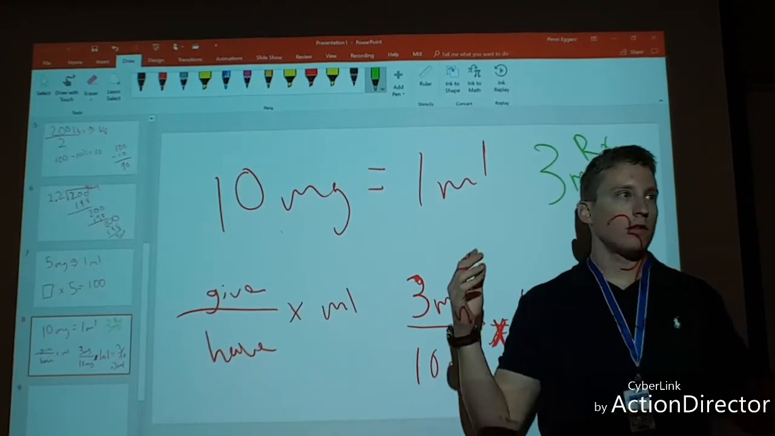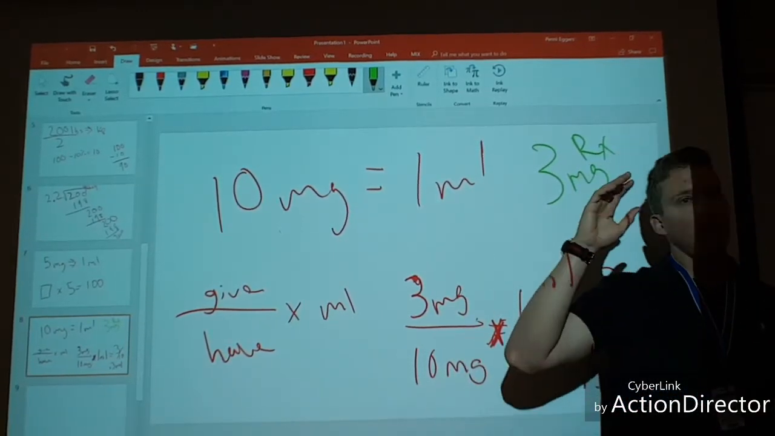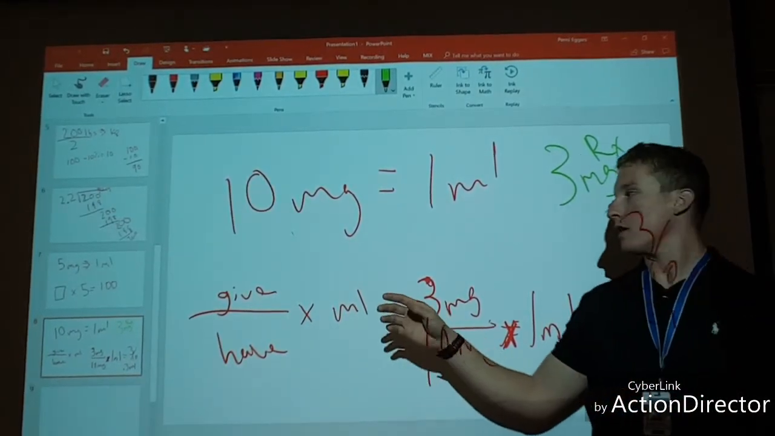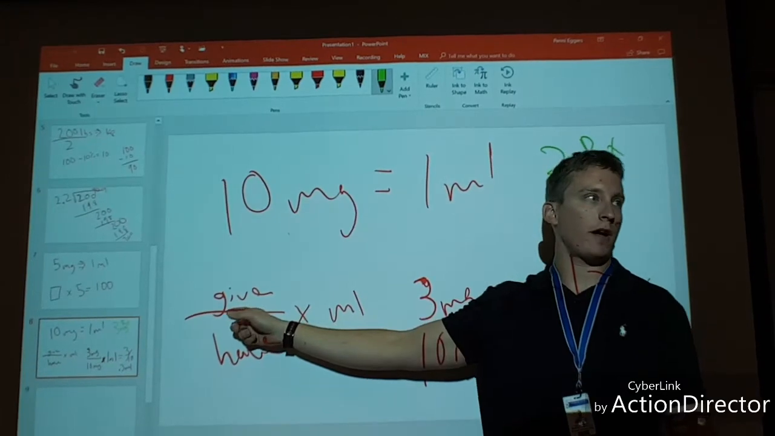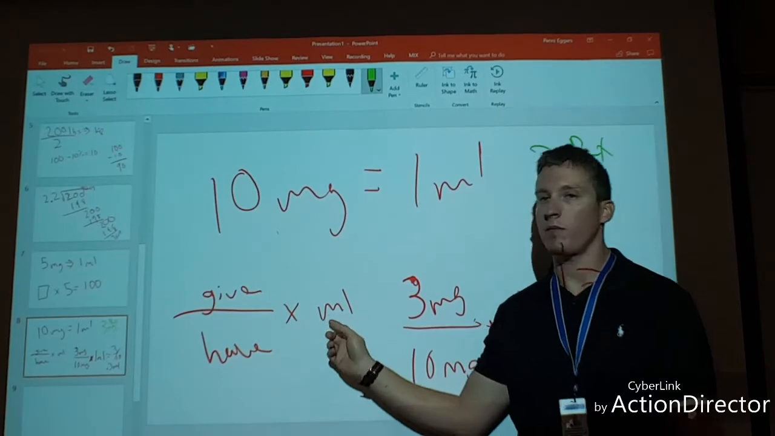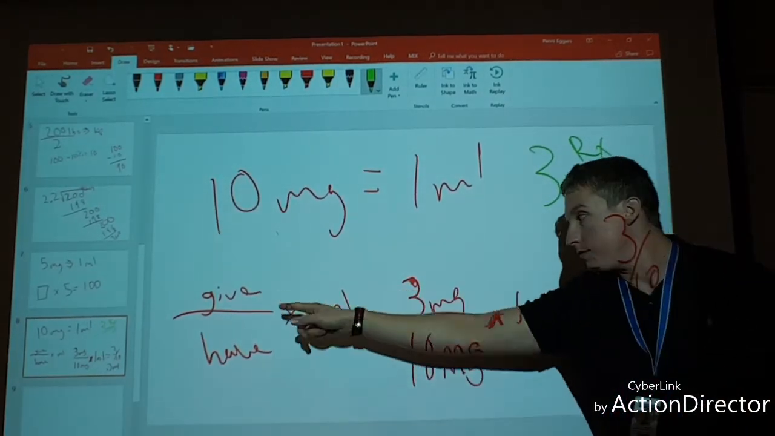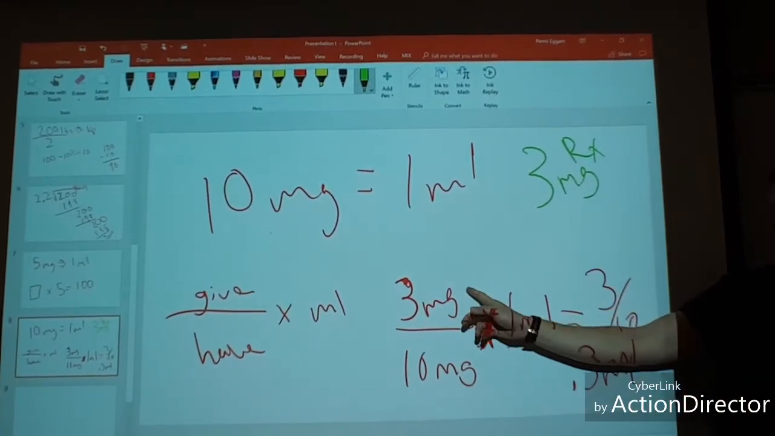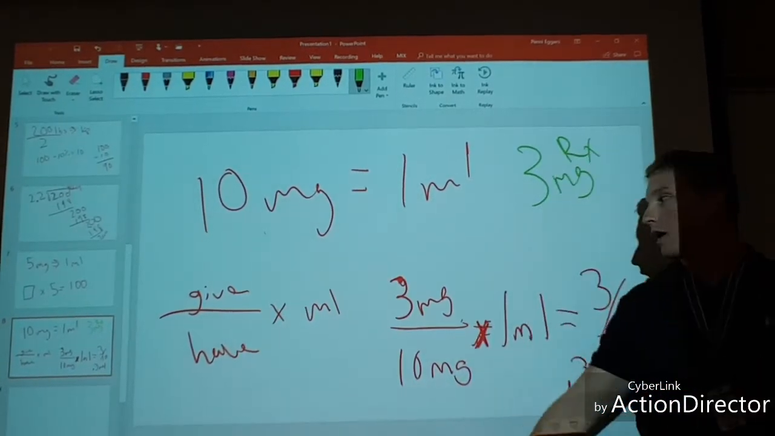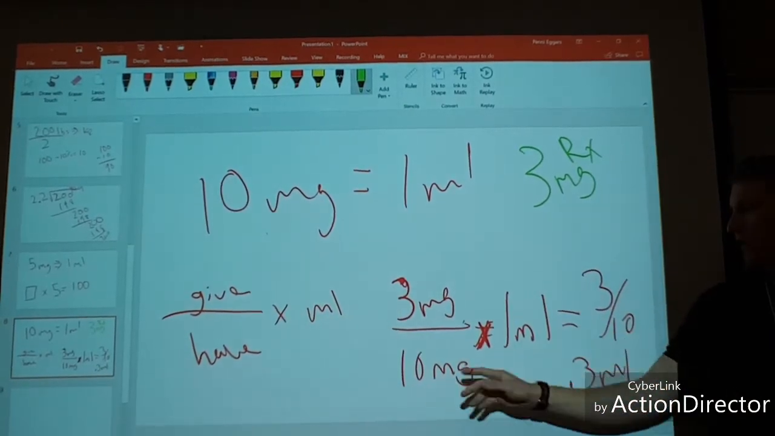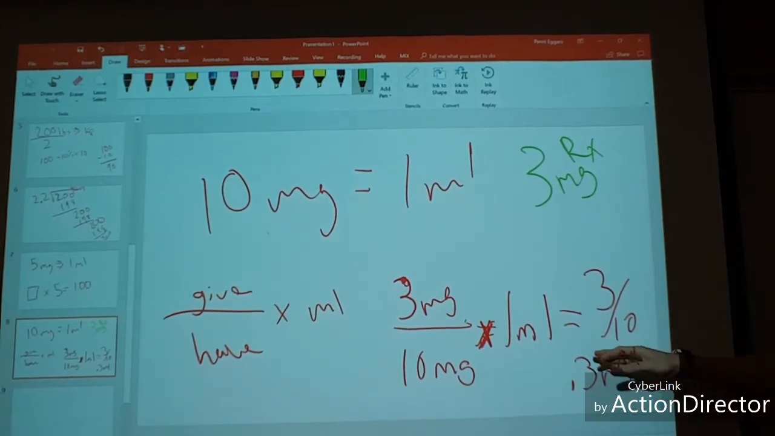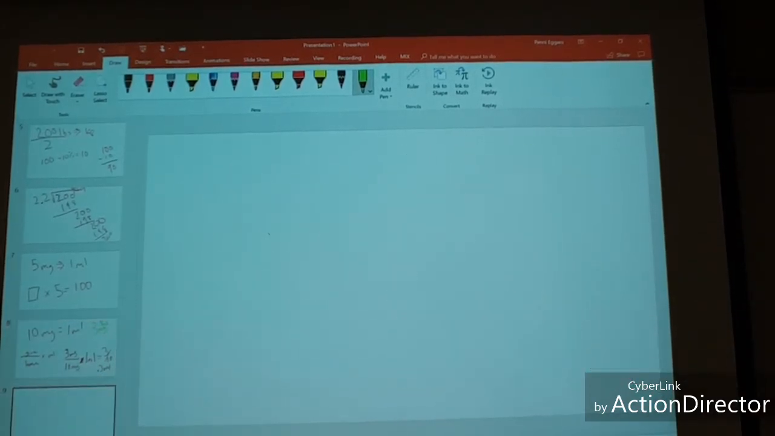So, to make things simple for us, we can make it dose over this times that, blah, blah, blah, and it gets kind of confusing. So, I like to do it as give over how much I have, times it by my mL. The doctor ordered to give 3 milligrams, okay? I have how many milligrams in my vial? 10. I times that by how many mLs? 1 mL. Okay, which equals, I'll do all the fancy math for you.